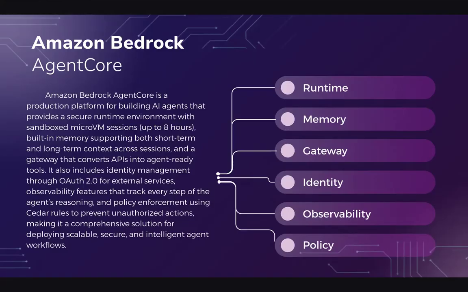AgentCore provides six modular services. Runtime runs each agent session inside an isolated micro VM, a lightweight virtual machine that can be used for up to 8 hours. This means one user's agent cannot interfere with another's memory, which we will cover in detail on the next slide. Memory handles both short-term and long-term knowledge retention. And Gateway turns your existing REST APIs and Lambda functions into tools that agents can discover and call using the MCP standard.